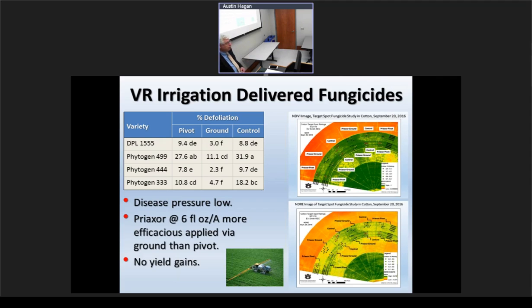But in the end, the pivot system did not compare with the ground applied applications of Pyraxor in controlling target spot in cotton. The disease ratings or defoliation ratings for the pivot and the control on 3 of the 4 varieties were the same. So we'll repeat this study in 2017 to see whether we can improve the delivery, maybe improve the efficacy. But at least right now, it looks like using a VR system, applying a fungicide like Pyraxor in 0.2 of an inch of water per acre is just not going to pay off.